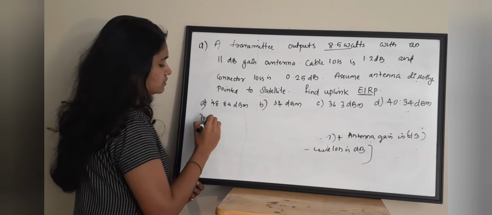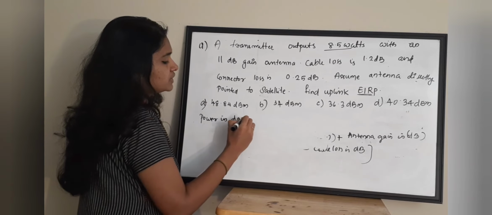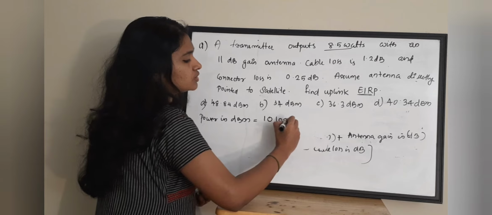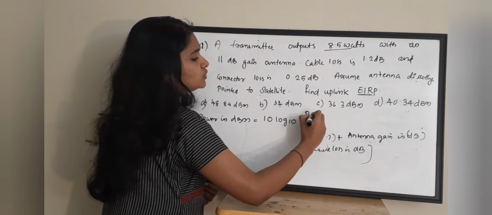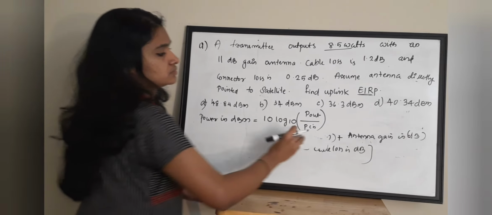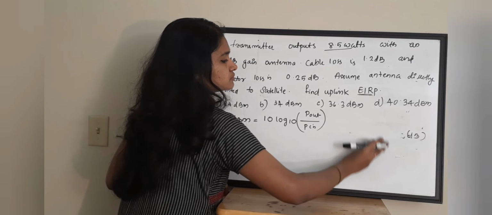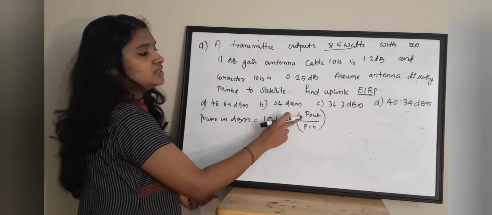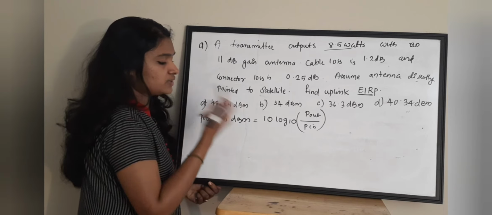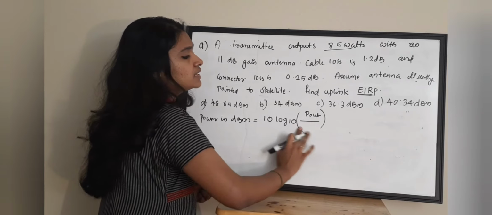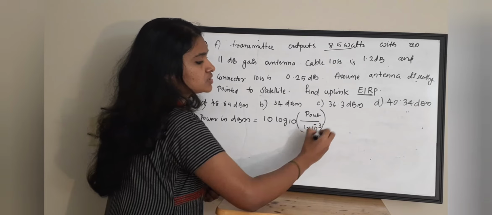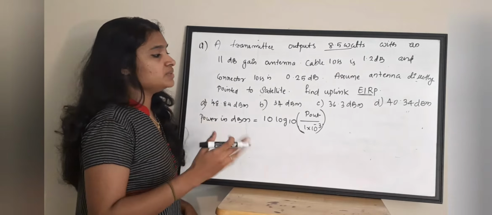So power in dBm is equal to 10 log 10 P out by P in, where P out is your output power, P in is your input power. And for calculating the power in dBm, this P in is defined as 1 milliwatt or 1 into 10 raised to minus 3 watts. So this is your power in dBm equation.